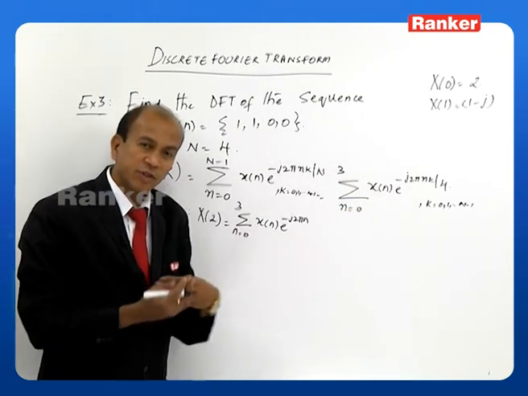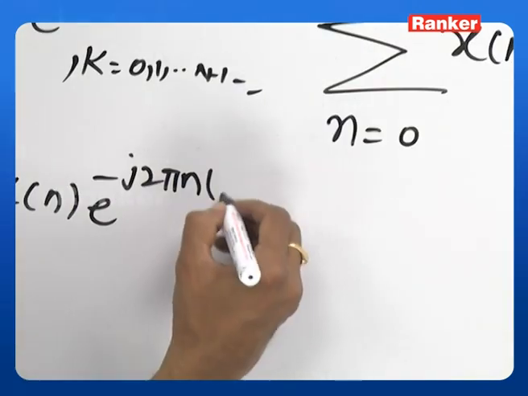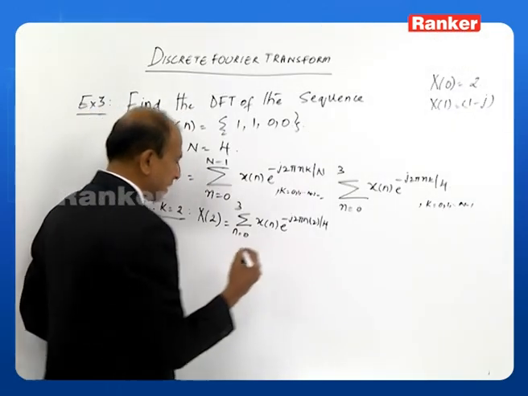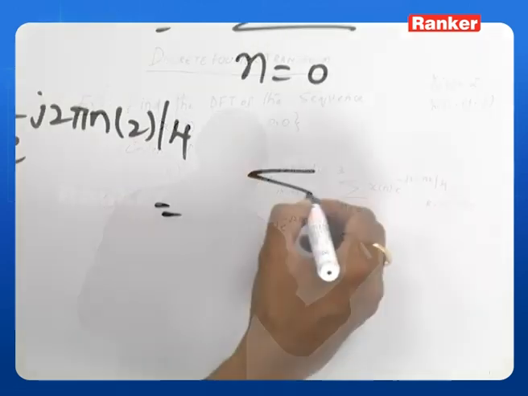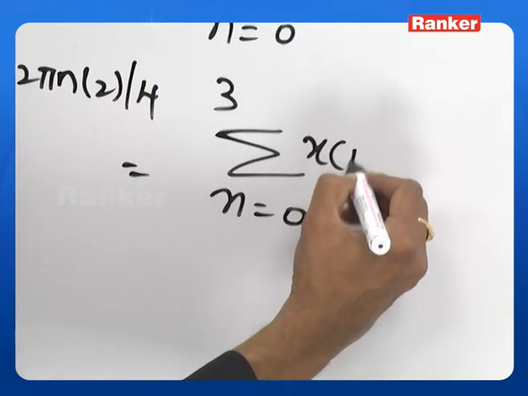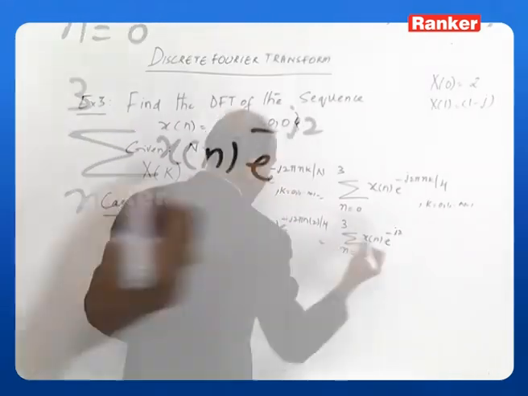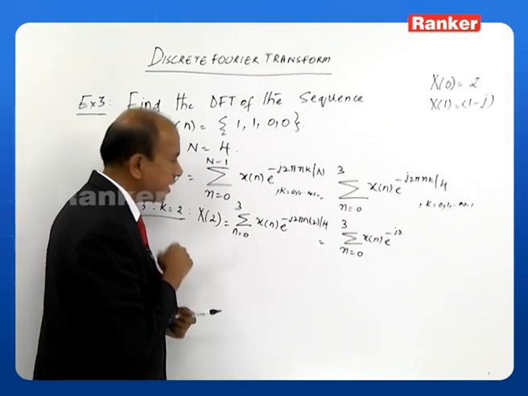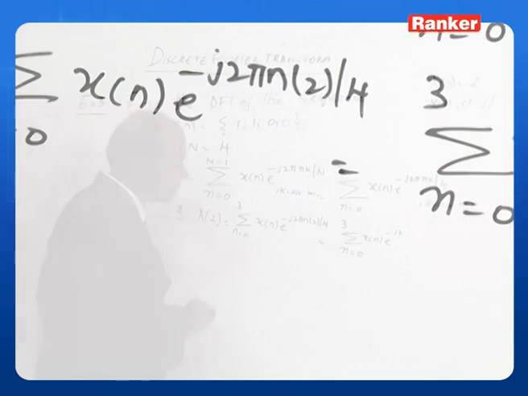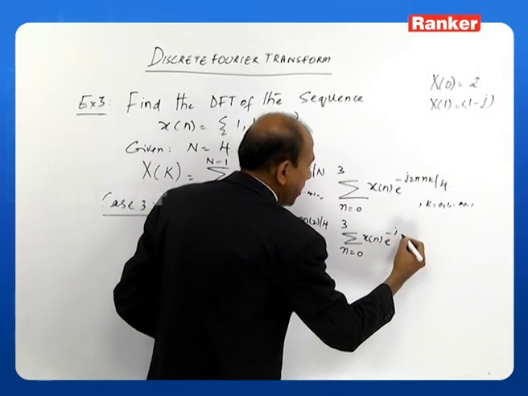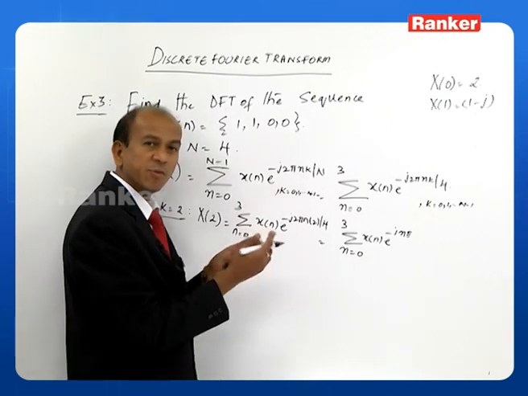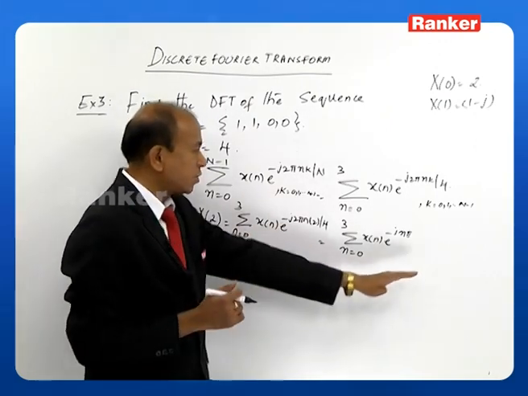Okay, k for us now is 2. So I'll write here 2 by 4. In other words, I can write this as summation n is equal to 0 to 3 x of n e to the power of minus, now we can see here, this is 2 pi n into 2. So this 4 pi, 4 and 4 get cancelled. So I can just write this as j n pi. Simple. Now there is no denominator because the denominator and numerator cancel each other. So 4 is gone. So this is minus j n pi.